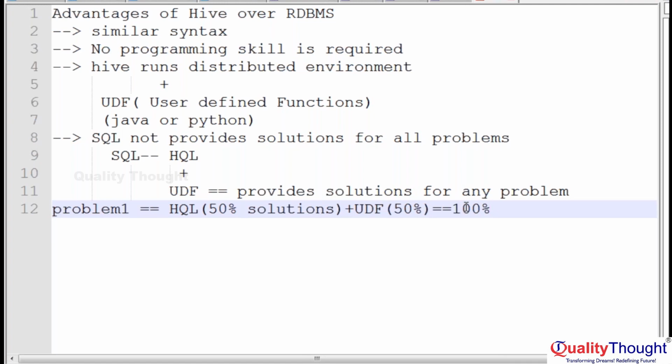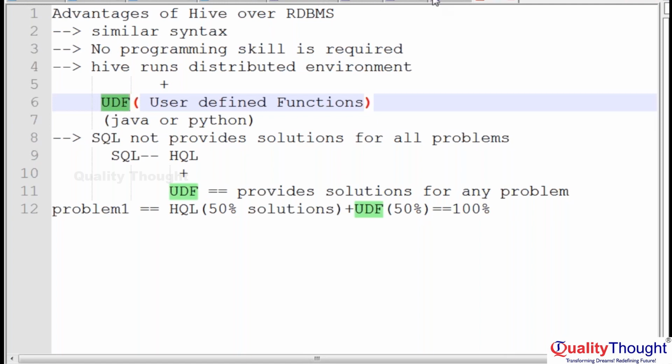Almost SQL supports all the features. If there is any feature not available, we can implement that feature by using a UDF. You can use any language, either Java or Python. Yes, we can write our own functions, user defined functions.